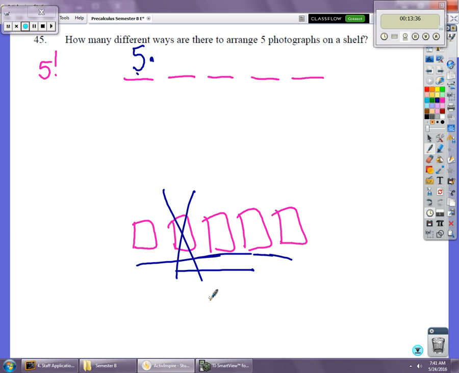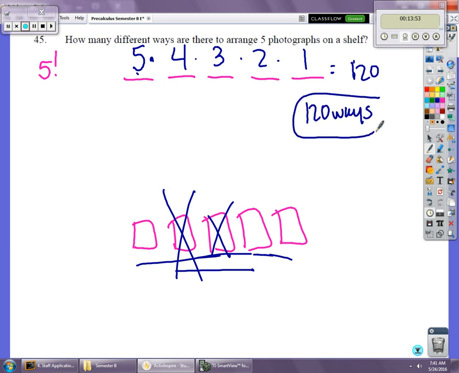How many choices do I have left now? Well, I have 4 left, right? And maybe I pick that one, and then 3, and then 2, and then 1, which is the same thing as 5 factorial. And 5 times 4 times 3 times 2 times 1 is 120. I have 120 ways that I can organize my photos. Okay, and that'll be it for this.